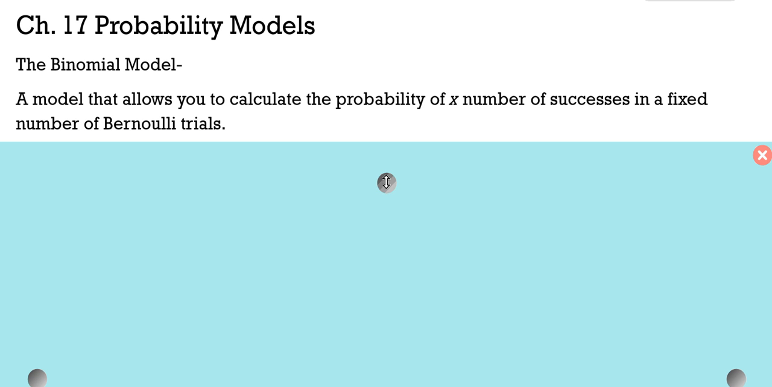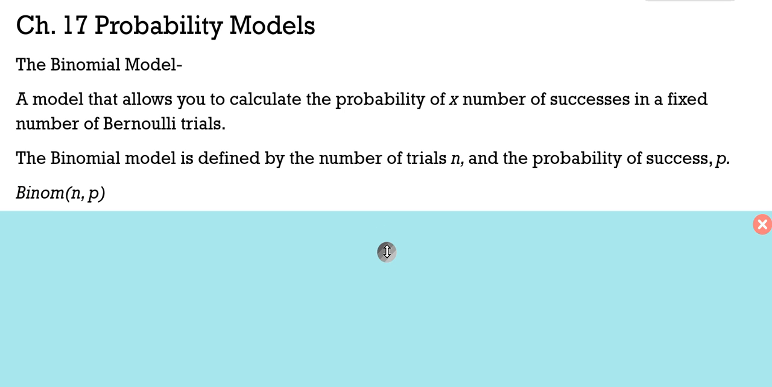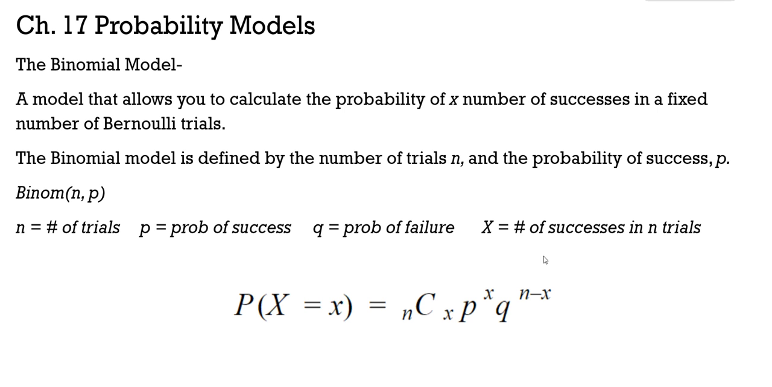It's defined by the number of trials and the probability of success. The number of trials is still n, and the probability of success is still p. When we define the model that we're using, we're going to be given binom n comma p, where n is going to be a whole number and p should be a decimal of some sort. And the look of the binomial model is kind of clunky.